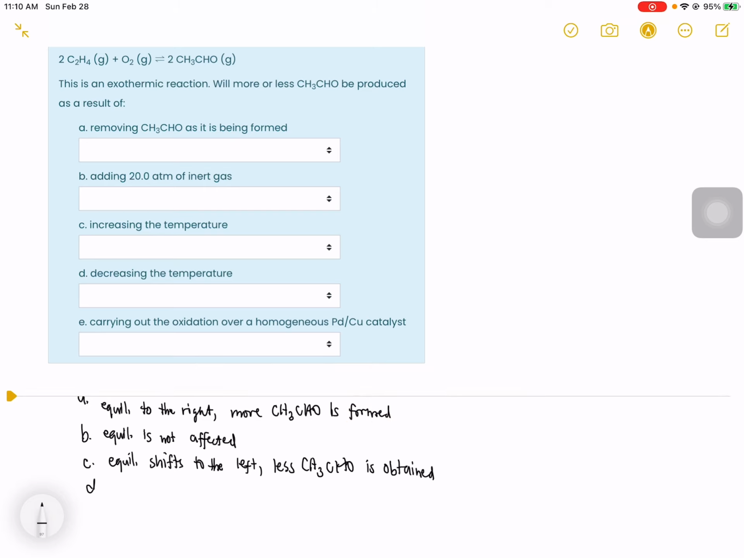Now for the opposite scenario, by decreasing the temperature of the reaction vessel, we force the equilibrium to try to form more heat so as to minimize the effects of the external stressor that we have put upon it. And so our equilibrium will shift to the right. And as it does so, more of the acetaldehyde will be formed.